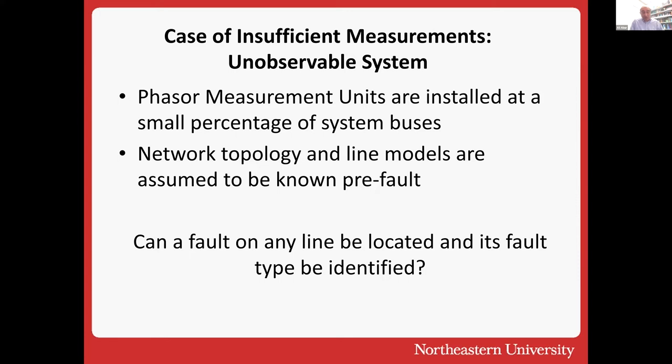And we also assume that we know the network topology and line models and so forth pre-fault, before the fault occurred. So under this assumption, the question is, can a fault on any line be located, and its fault type identified? Because we are also interested in identifying what kind of fault it was, whether it was a three-phase to ground fault or a phase-to-phase fault, a phase-to-phase to ground fault, single phase to ground fault, and so forth. So this is the question we wish to answer.